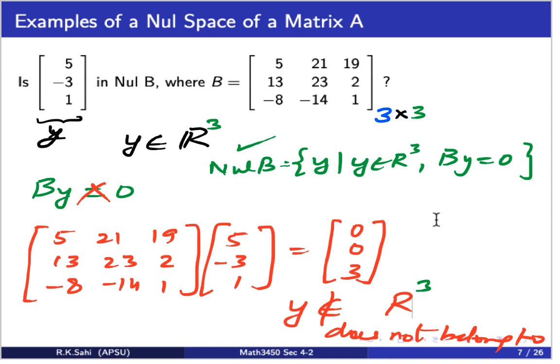Oh, sorry, null space of B, what I'm saying. Y is an element of R3, sorry, it does not belong to the null space of B. Okay, now let's look at another example.